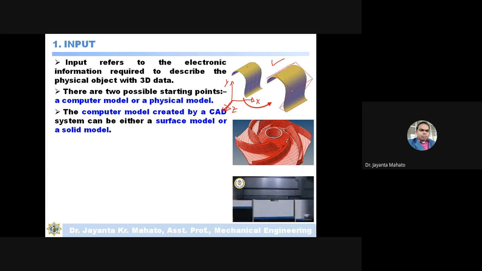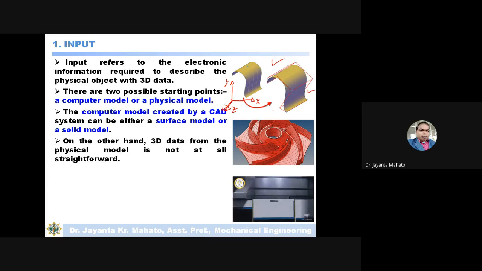Like this. So the first figure is a surface type of model, and these are the solid type of model. Either surface or solid, both types of models can be created by CAD software. Okay, so first I have to generate or create the three-dimensional data of a physical model, either surface or solid, through CAD software.